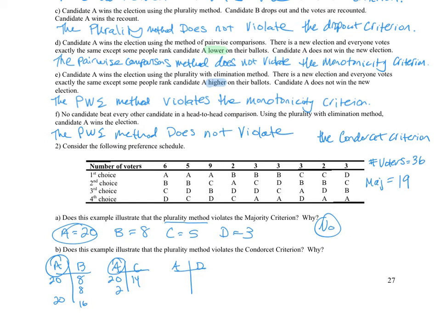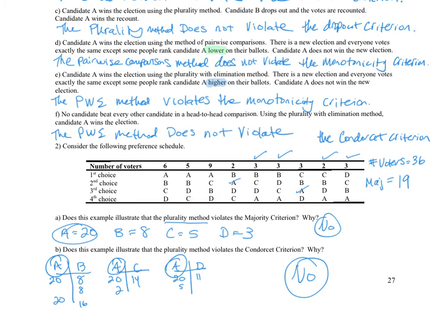And then A against D. A gets the first 20. A is above D. A is above D. So A gets another 5. And then the rest go to D. 3, 6, 8, 11. So A wins that matchup. So A wins all of their head-to-head matchups. They're undefeated against every other candidate. So A is Condorcet. And if we use plurality method, A wins the election. So we do not violate Condorcet here either.